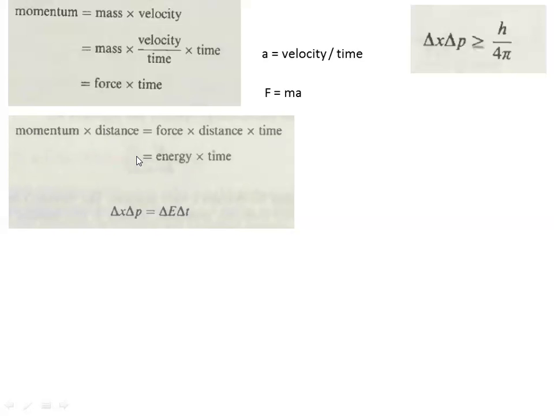Exactly. Because here, as I have said earlier, the original equation is this, and this is the position. This is the momentum. We have worked with the momentum in this equation, and what is left? The distance is left. Actually, position is the distance.